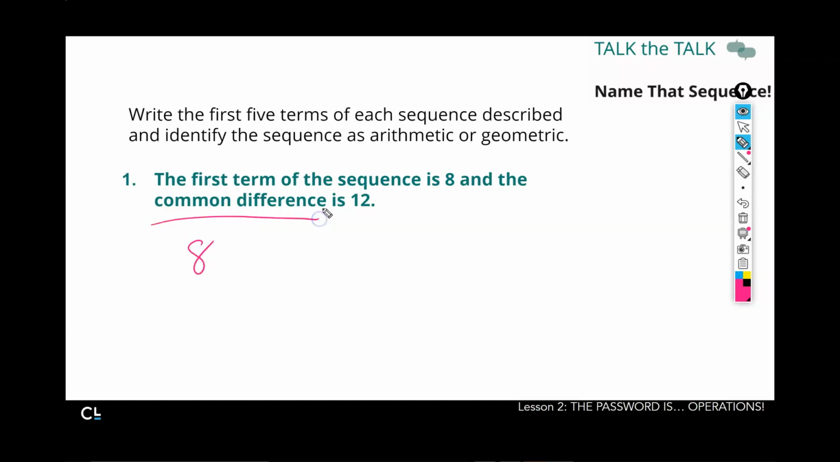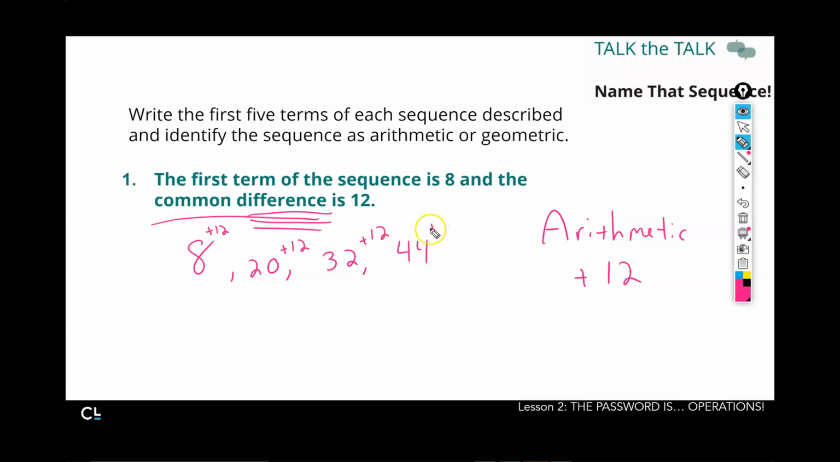Notice when they say common difference, we're going to know it's arithmetic. That means that we're going to be adding 12 to each number. So if I add 12 to 8, that's going to give me 20. Keep adding 12, gives me 32. Keep adding 12, that's going to give me 44. Keep adding 12, 56. So look for your keywords.